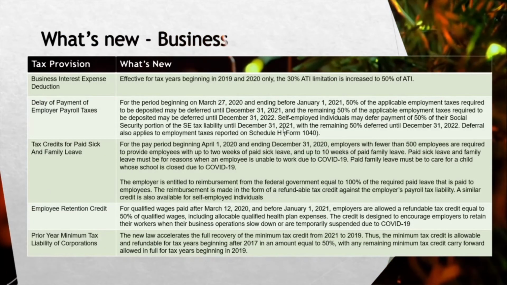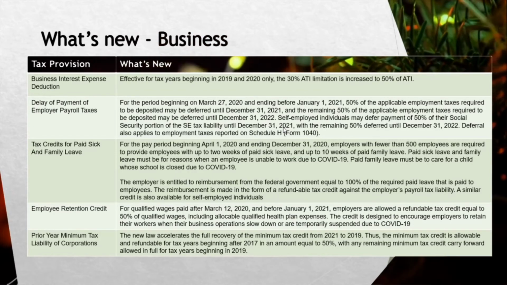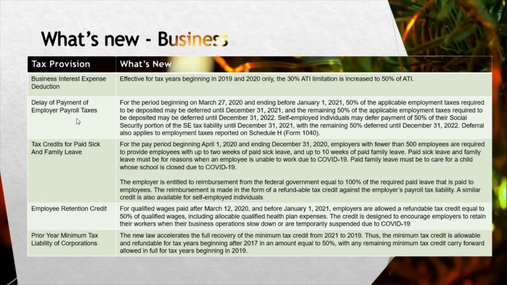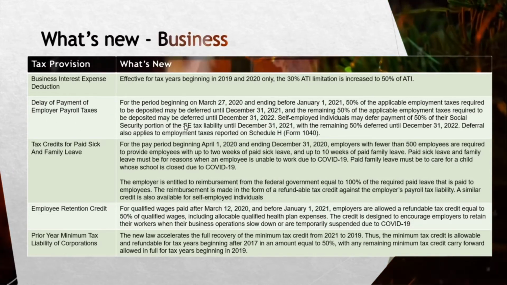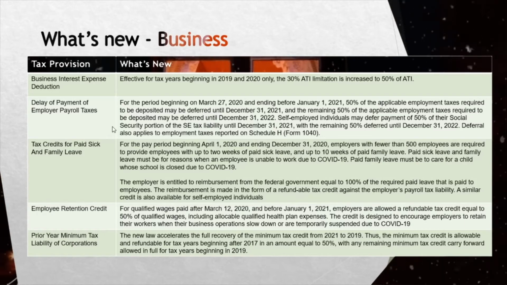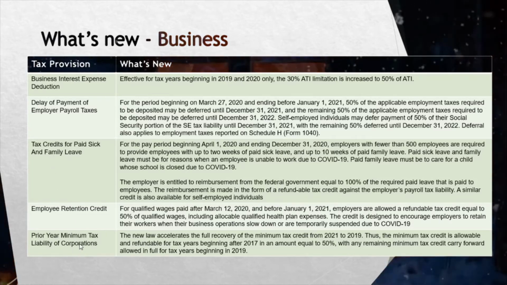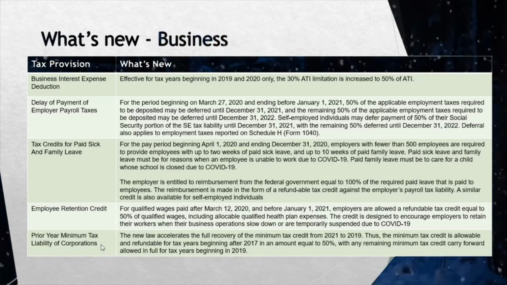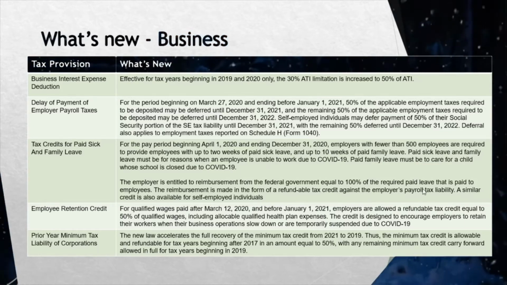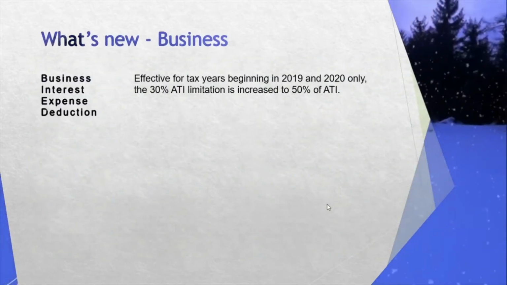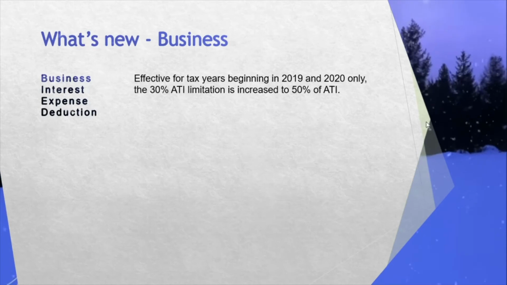Additional tax provisions that we have to discuss that are very important: business interest expense deductions, delay of payment of employer payroll taxes. This one, if you can pay it now, I suggest that you pay it. Tax credits for paid sick and family leave, employee retention credit, and prior year minimum tax liability of corporations. So let's go to business interest expense deductions.